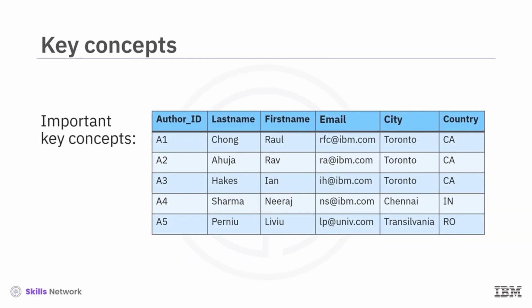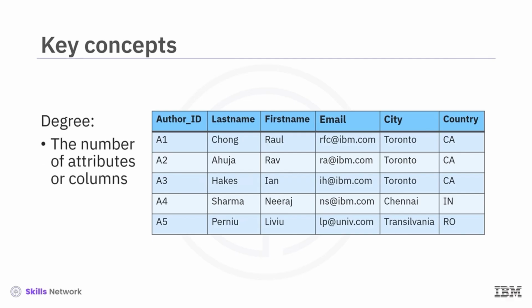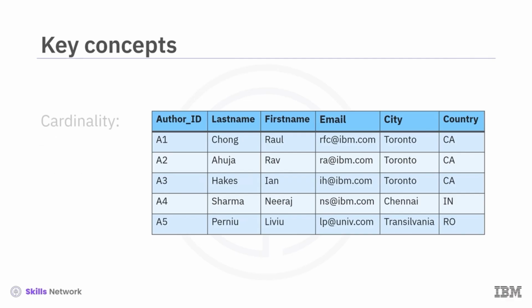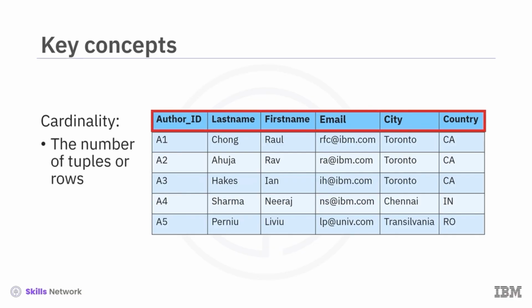To comprehend the relational model, let us understand key concepts like degree and cardinality. Degree represents the number of attributes or columns in a relation. Cardinality reflects the number of tuples or rows. In the given example, the degree is 6, signifying the number of columns, while the cardinality is 5, indicating the count of tuples or rows.